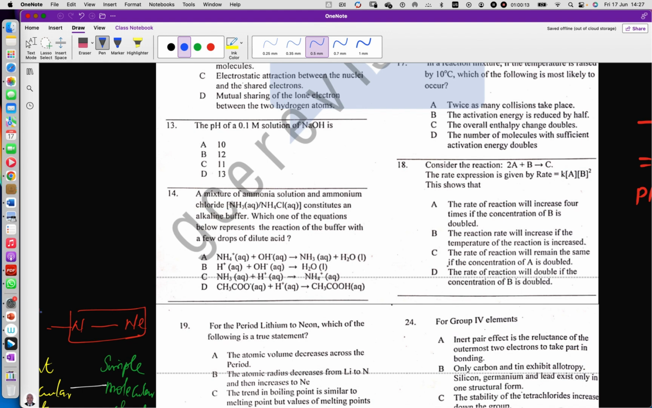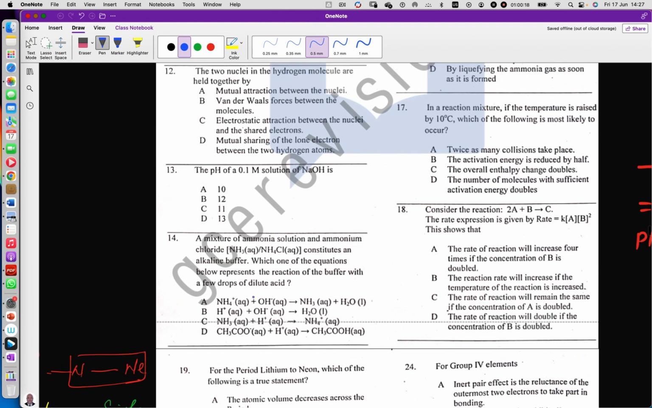So in that case, what is likely to occur from this reaction? Twice as many collisions take place. I don't think so. The activation energy is reduced by half. I don't think so. The overall enthalpy change will double. I don't think so. The number of molecules with sufficient activation energy will double. That is just what I told you.